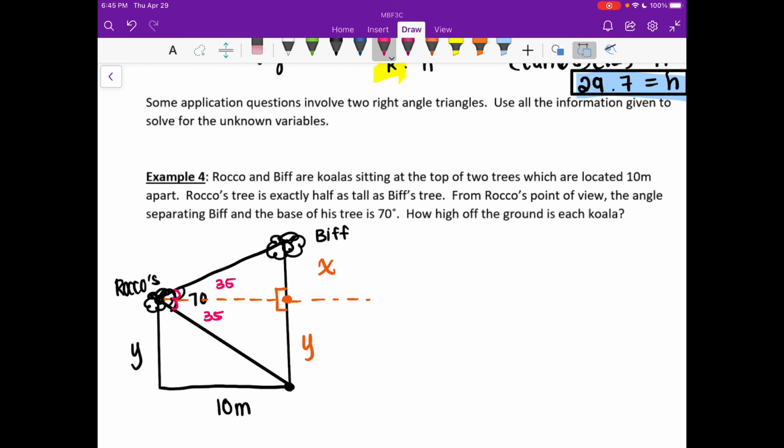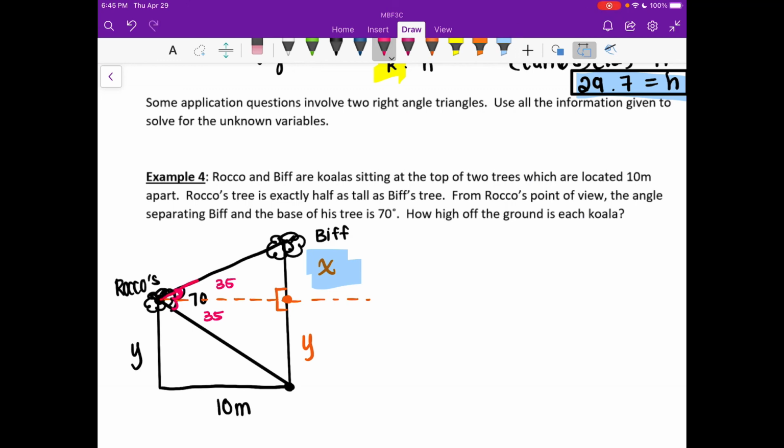So it says how high off the ground is each koala. Let's look at each individually as a triangle. So we have X here, right? I don't know what the hypotenuse is. Still don't know what the hypotenuse is here either. So I can't really use those two to solve anything. So I'm probably going to have to use tan. I have this angle here. This angle right here is 35.